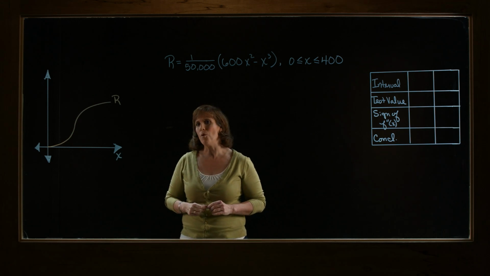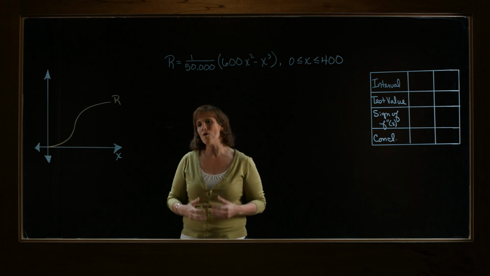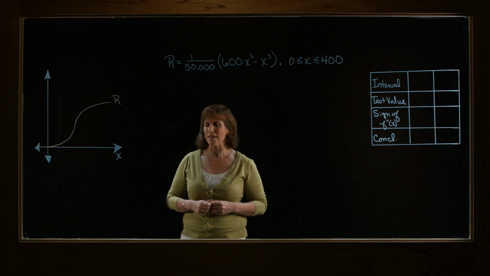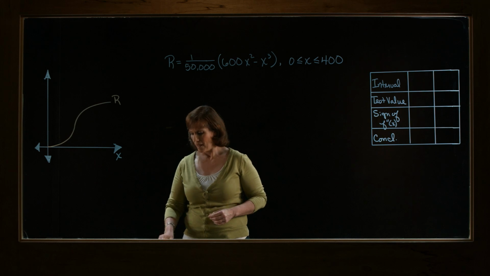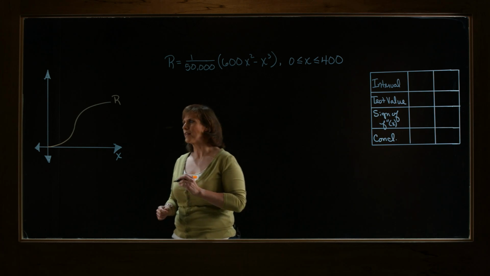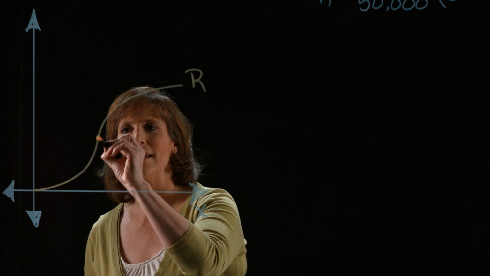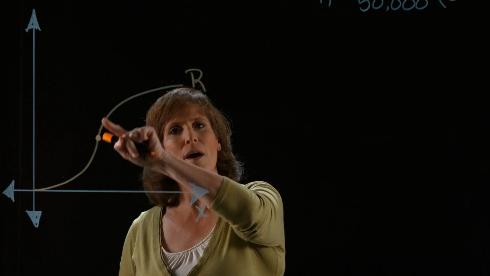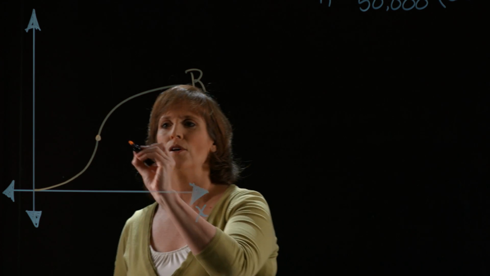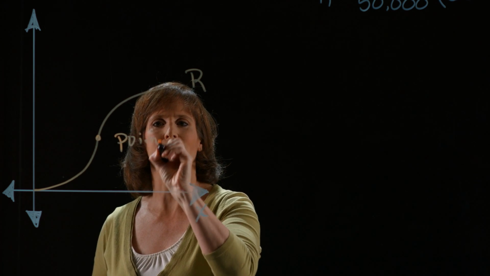Well, there typically is a point where when you put more advertising dollars into your product, your revenue still may increase, but that rate of increase begins to diminish. And we call that point the point of diminishing returns. Graphically, it's going to happen right at that inflection point. So my revenue is still increasing, but not by as much as it was initially. So this is the point of diminishing returns.